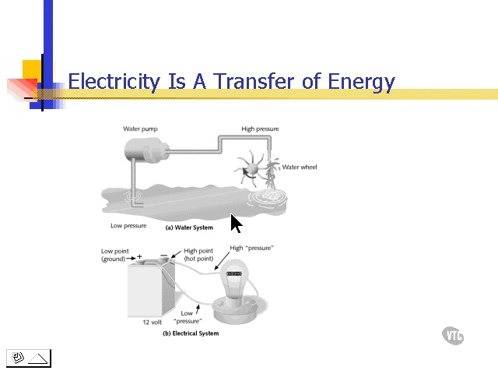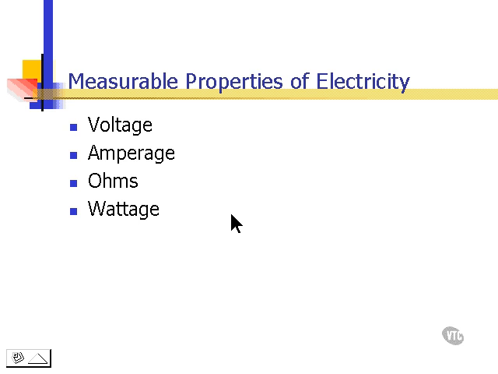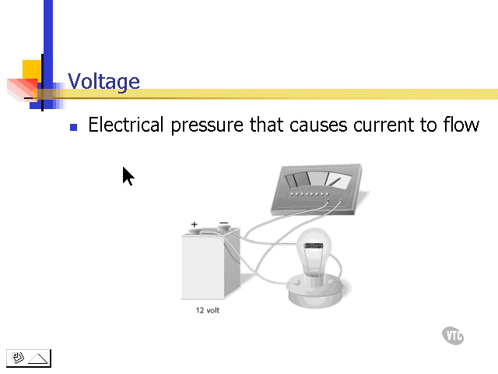We measure electricity with the following properties: voltage, amperage, ohms, and wattage. Let's look at voltage first. Voltage is electrical pressure that causes current to flow. If you compared that to water, electrical pressure is like the water pressure in your house. That's what causes the water to flow. So voltage is the electrical pressure that causes the current to flow inside of the wires or inside of the circuits.